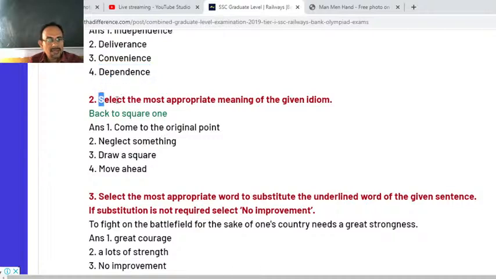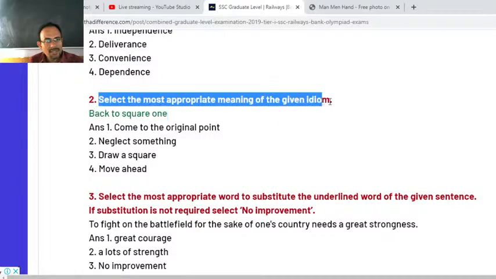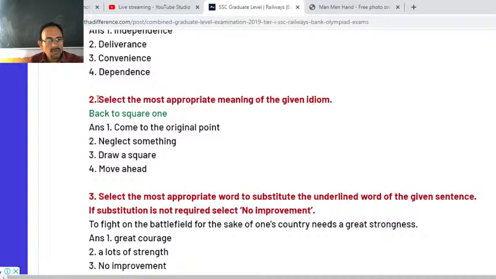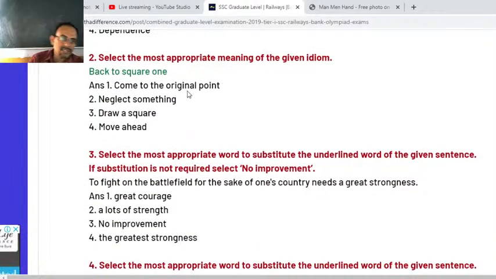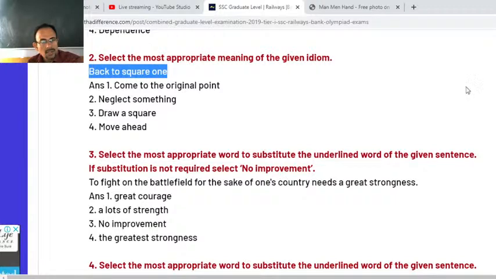Next, you see, select the most appropriate meaning of the given idiom. Back to square one. Can you guess from the context what can be the appropriate meaning of the given idiom? Back to square one means come to the original point, neglect something, draw a square, move ahead. Which one do you think should be the meaning?